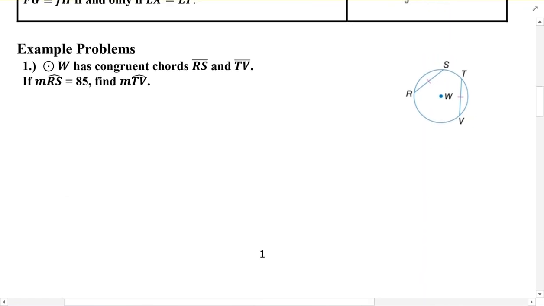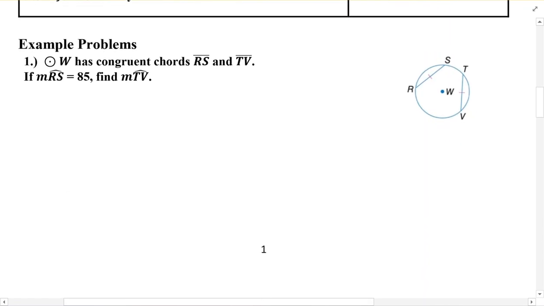So for our first example problem, we're told that circle W has congruent chords, which are RS and ST. They tell us that the measure of arc RS is 85 degrees. Well, since the chords are congruent, the measure of arc TV also has to be 85 degrees, which is the measure of RS, which is 85 degrees.